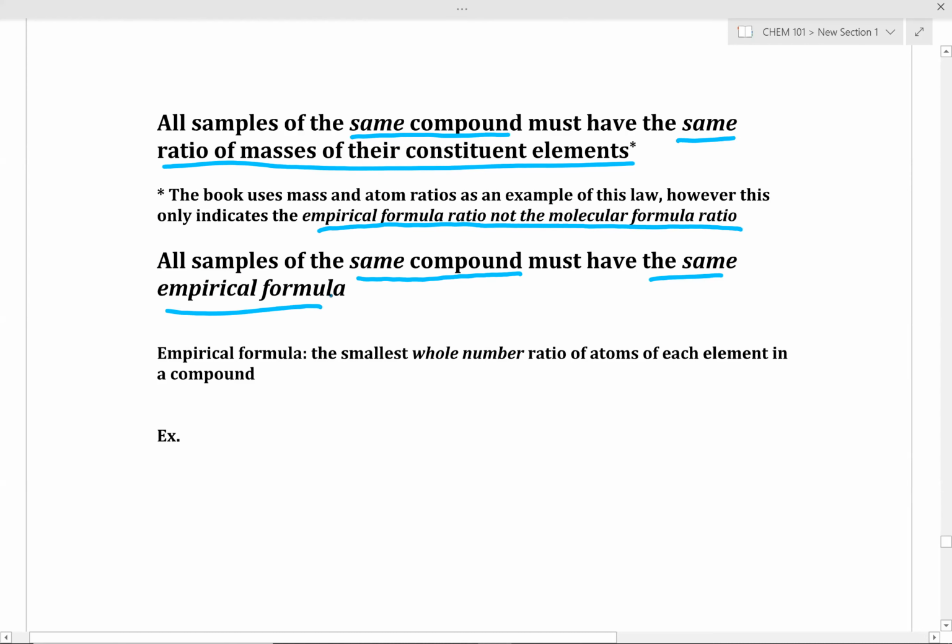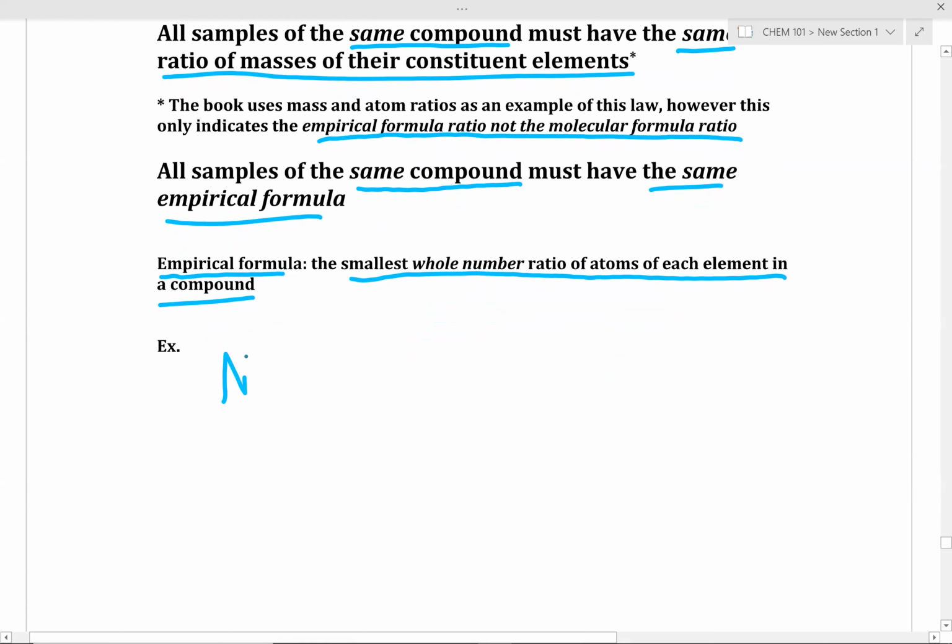And you may ask, what is the empirical formula? Well, the empirical formula is the smallest ratio of atoms of each element. So since this law deals with atom ratios, we are really talking about empirical formulas, the simplest ratio of atoms. So let's show why this is important to draw this distinction. Let's show why this distinction is relevant.